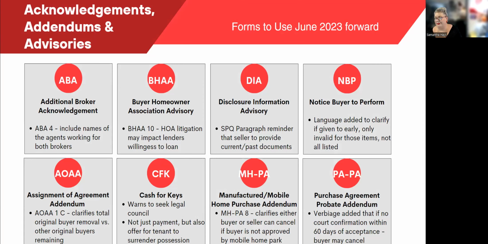Then on the purchase agreement, probate addendum, this is also clarifying that if we do not have court acceptance and court confirmation is required within 60 days of acceptance, the buyer has a right to cancel. They don't have to just keep hanging on to wait for the court system and waiting to get answers on things.